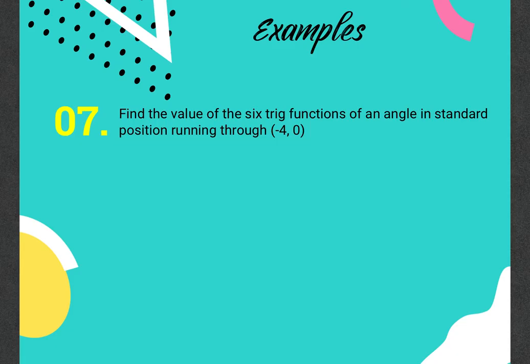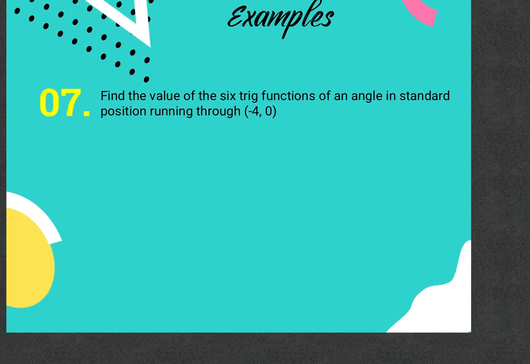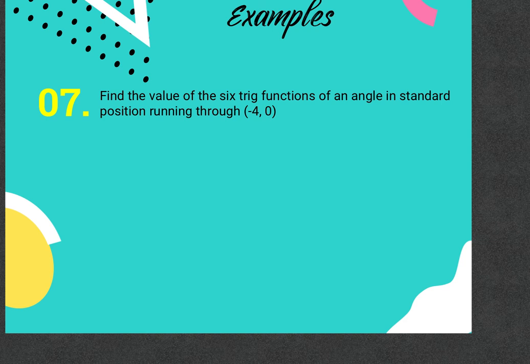All right, this one says, find the value of the 6 trig functions of an angle in standard position running through -4, 0. So this is kind of the overlap of both the things we talked about. -4, 0 is actually going to be a quadrant angle, right? Because I'm going to go 1, 2, 3, 4. So this coordinate point is here. God bless you. So I cannot make a right triangle because it's on the axis. I can't use the triangles this time.